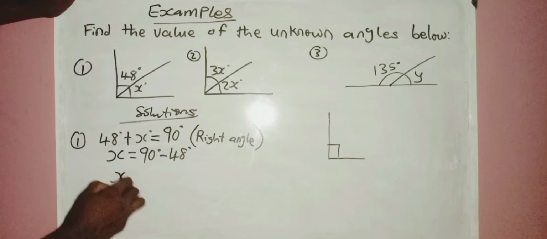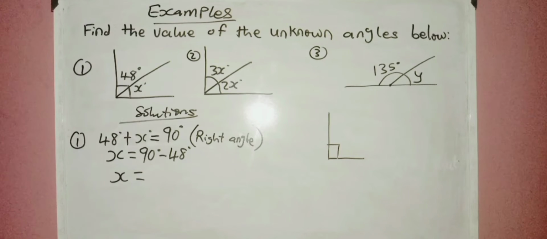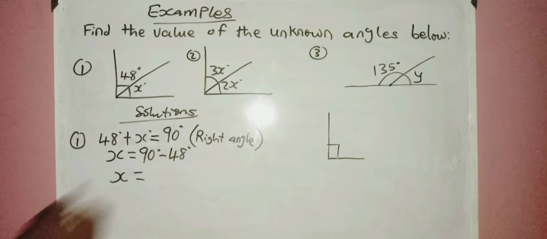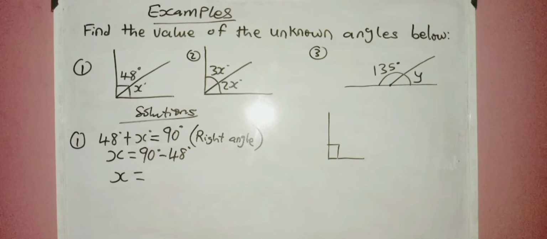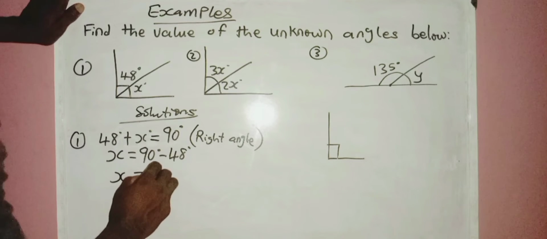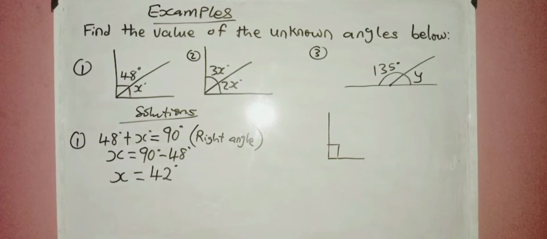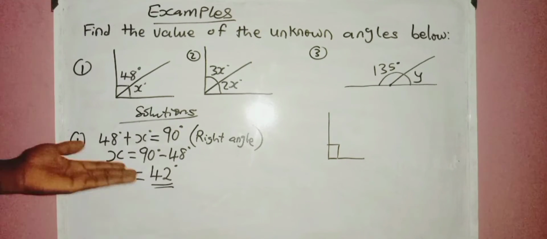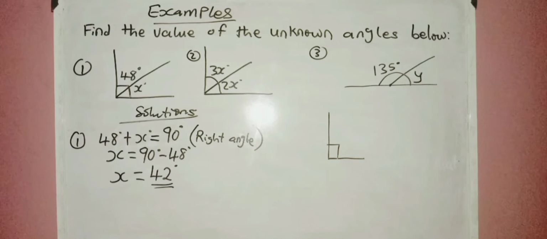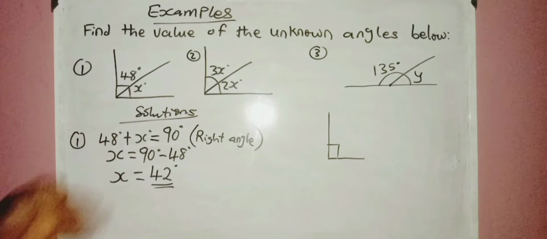So what will be the answer to the question? 90 degrees minus 48 degrees will give us 42 degrees as our answer. I hope this is quite clear. So the answer to number 1 is what? 42 degrees. 90 minus 48 will give us 42 degrees. Now going to number 2.